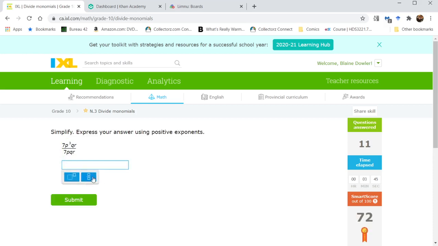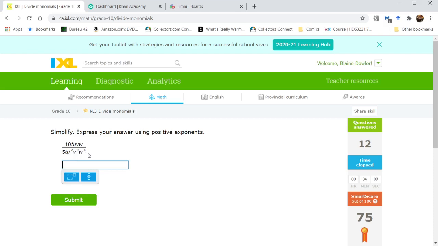Now things are getting a little more complicated. Our 7's cancel. 2 of our p's cancel, 1 in the top, 1 in the bottom. So we are left with p squared. Our q's cancel and our r's cancel. So that is the complete simplification.